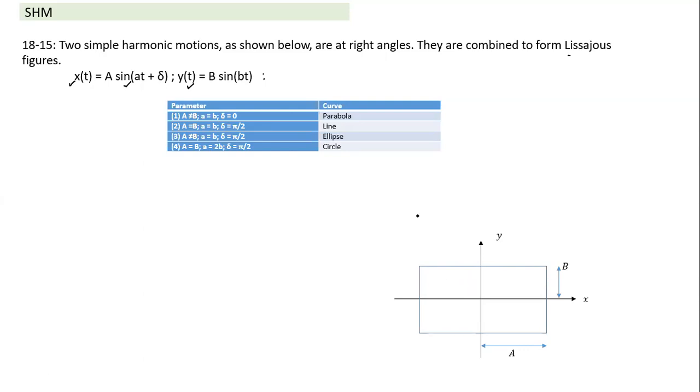Now, if I look at this rectangle, let me think, in which condition will the particle pass through the origin? To pass through the origin, what has to happen? X and Y have to become 0 at the same time. That would happen if both come to the mean position at the same time. Either the phase difference has to be 0 or the phase difference has to be 180 degrees. Then only will it pass through the origin.